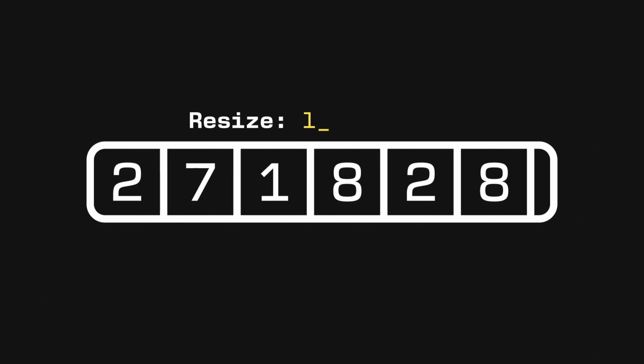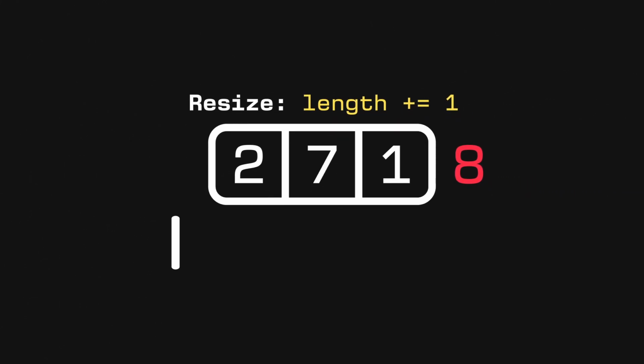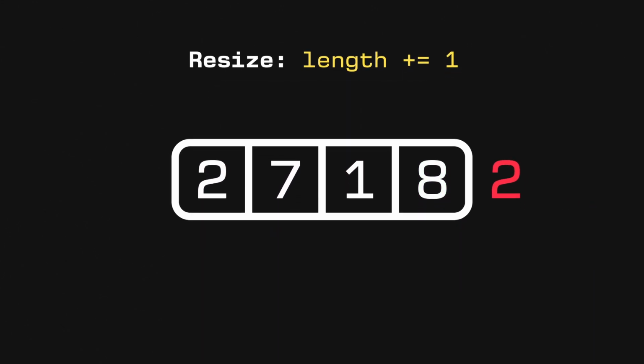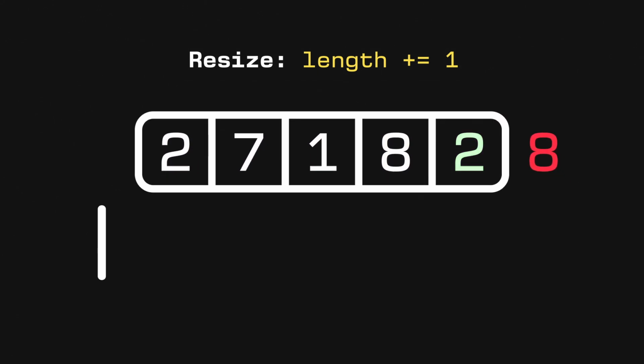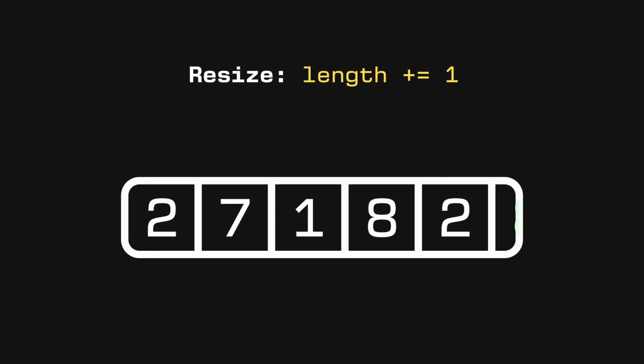Like, imagine if resizing always increased the length by 1. Once we exceeded the array size, we would need to make a new array, then copy into it. Then we want to add another element, we need to make a new array, then copy into it. One more element, new array, copy into it. The more elements we have, the slower this will get.